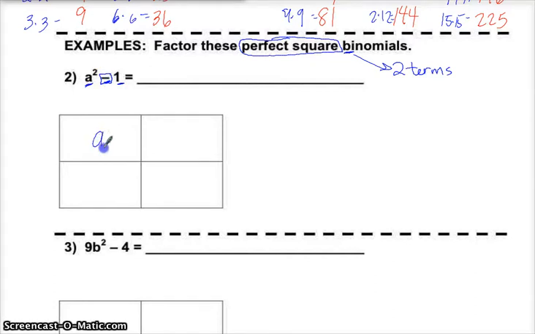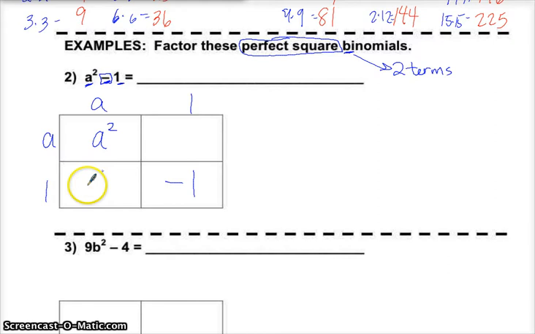So what do we know? We know that this a squared goes in the upper left-hand box. We know the minus 1 goes in the lower right box. Well, a squared is a perfect square, so we get a times a. 1 is a perfect square, and we can only multiply 1 times 1 to get 1.